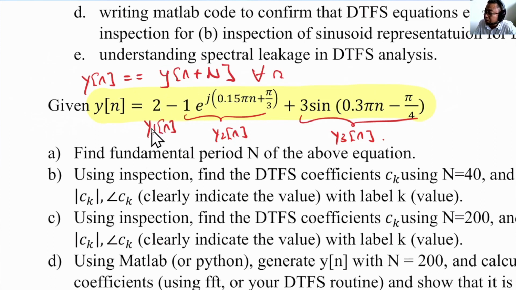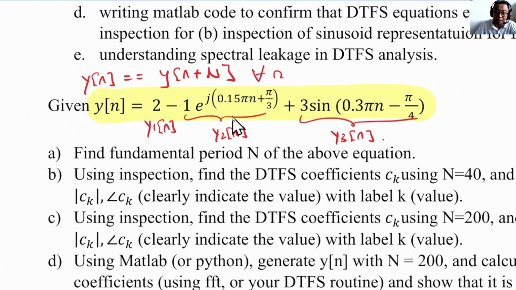Now we need to analyze what is big N individually for each of these y1, y2, and y3, and then we will take the largest one, or maybe the common multiples of them. So this is a question for finding the fundamental period N of the above. Let's now proceed. For y1 of n, the big N can be anything basically. 2 is a constant for all n.